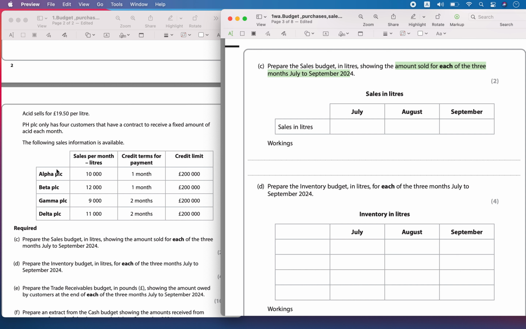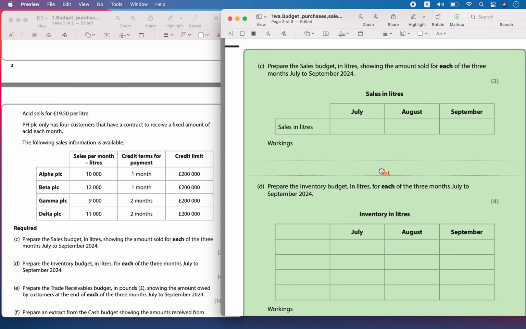And PHPLC has 4 customers: Alpha PLC, Beta PLC, Gamma PLC, and Delta PLC. These 4 PLCs have a contract to receive a fixed amount of acid each month. So they are definitely going to buy this amount of acid each month. They have promised. So what is the sales budget in liters? What is the sales amount that's going to happen in liters? How much volume of acid is going to be sold in each month?